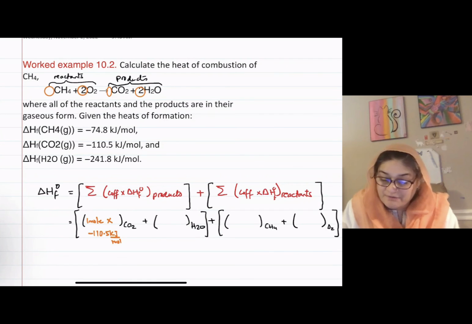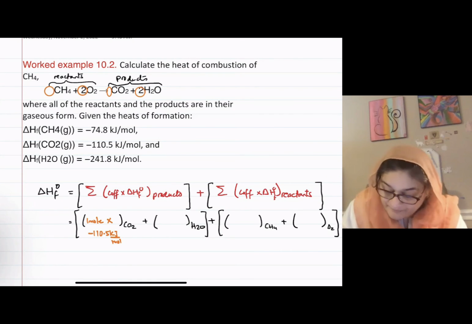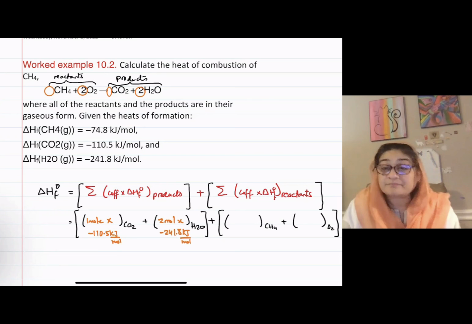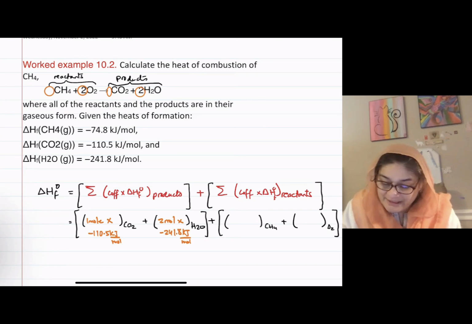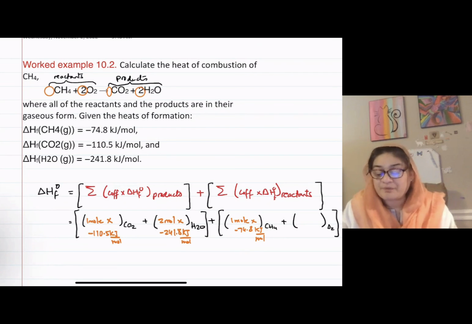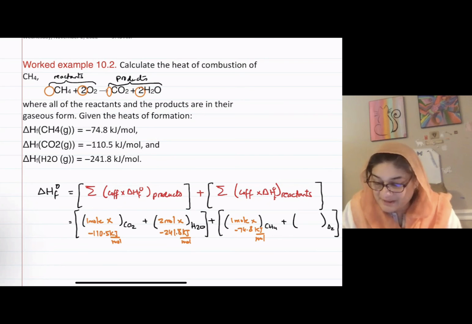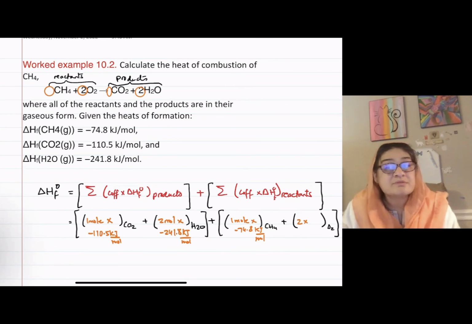What is the coefficient for H2O? 2 moles times negative 241.8 kilojoules per mole. Now, what about CH4? 1 mole times negative 74.8 kilojoules per mole. And what about oxygen? What did we say delta H was for oxygen? So it will still be multiplied by 2 times 0. Good.